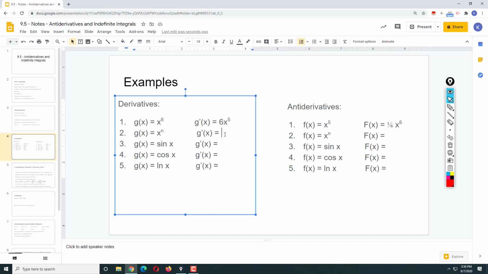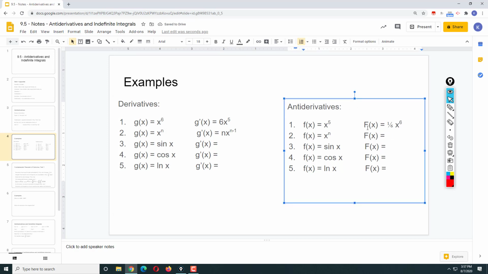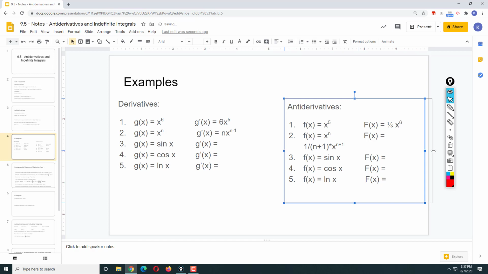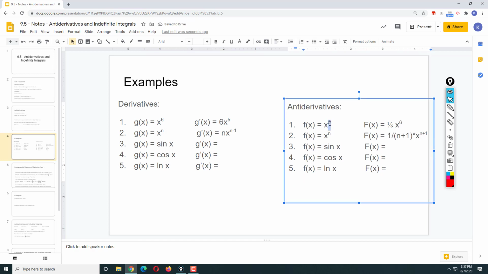So to generalize, if our g of x is equal to x to the n power, then the derivative is n times x to the n minus 1 power. And for antiderivatives, if f of x is x to the n power, the antiderivative big F of x is going to be 1 over n plus 1 times x to the n plus 1 power. Okay. That's why x to the fifth becomes 1 over 6 times x to the sixth power.